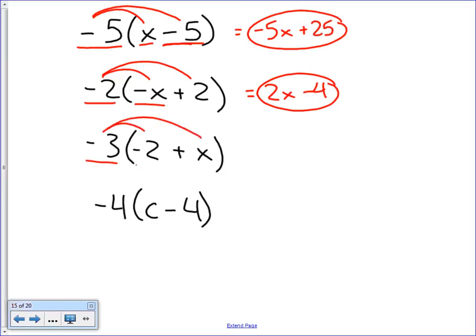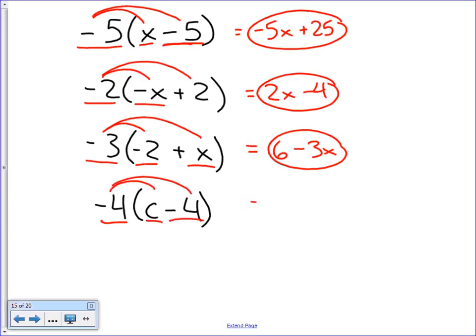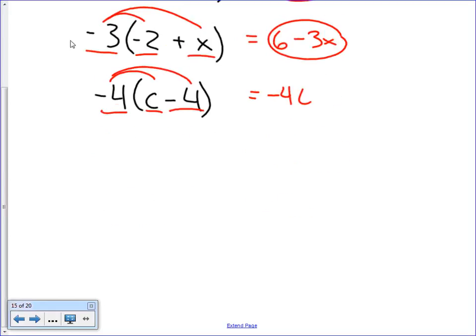Distributing the negative 3 to the negative 2 and the x, negative 3 times negative 2 will give me a positive 6. And then negative 3 times x will give me a minus 3x. Distributing the negative 4 through in the last one, negative 4 times c and times a negative 4 will give me negative 4c. And then negative 4 times negative 4 will give me a positive 16. So it works the same way, just remember your rules for the negatives.